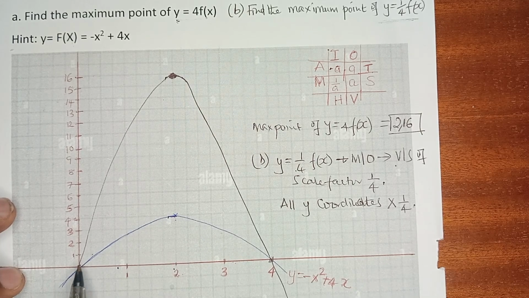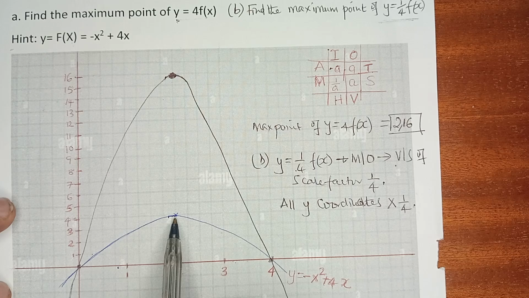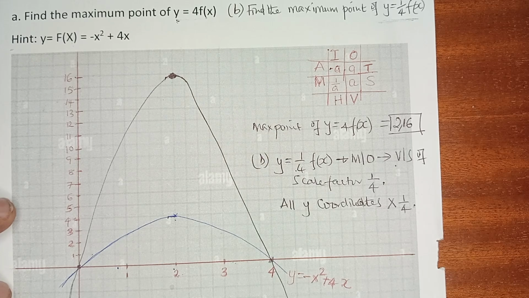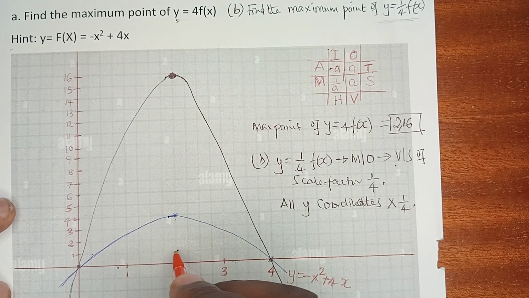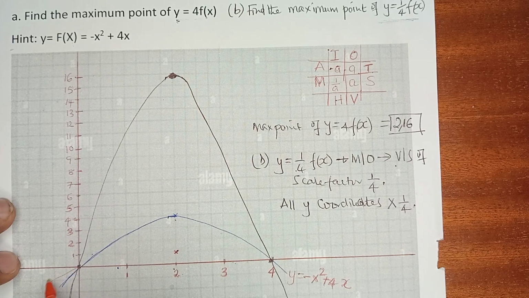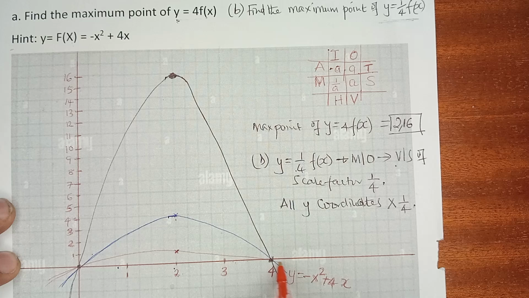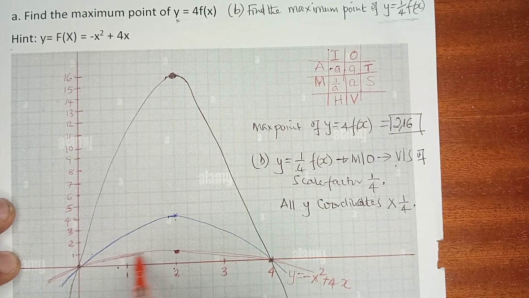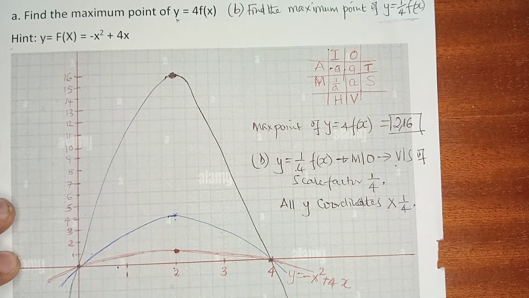The original y was 0 here, and 0 times a quarter remains 0. Y is 4 here, and 4 times a quarter is 1. Let's bring a new red color. And y here is 0, and the new y is still 0. So the new graph looks like this, and this is the point we are interested in.